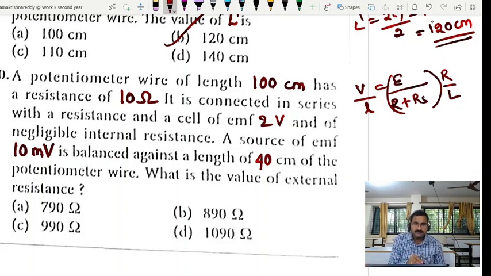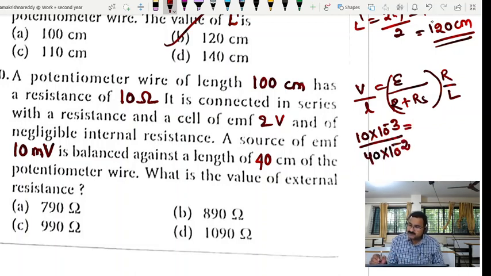We will see that 10 millivolt is nothing but 10 into 10 power minus 3 volt; I converted millivolt into volt. What is the length? Balance length is 40 centimeter. So 40 into 10 power minus 2 is equal to, what is the EMF of that? 2 divided by R plus RS.